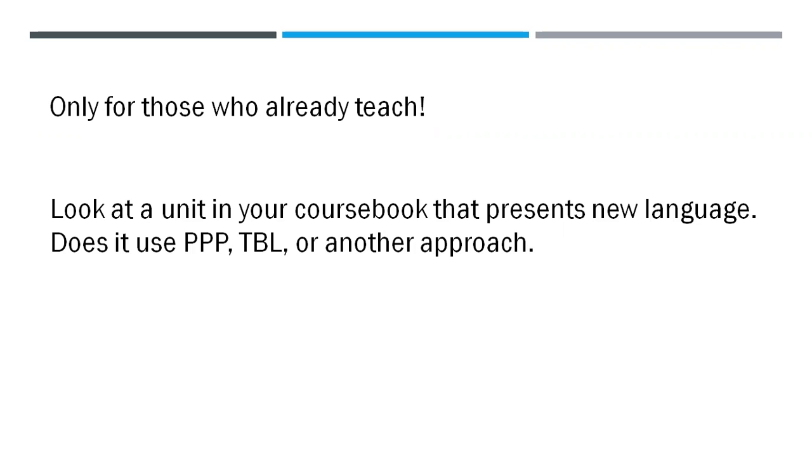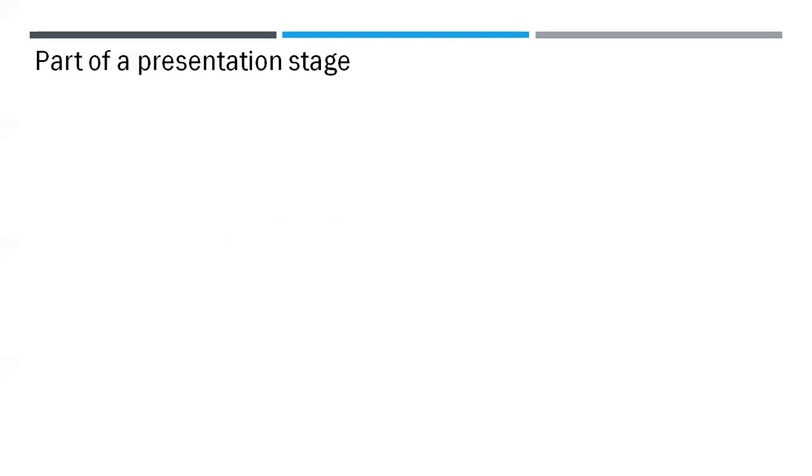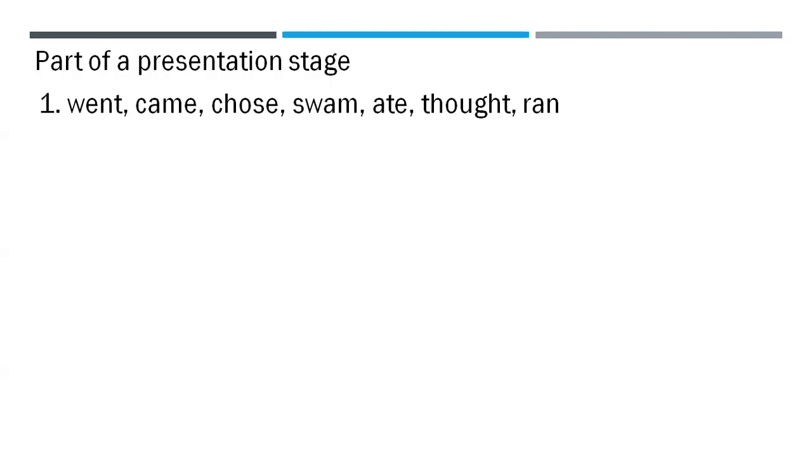Oh, right, thank you. Coming up to the final step, TKT. So we have got, so to say, several parts of a presentation stage. For example, this one looks like: went, came, chose, swam, ate, thought, ran. Could you please give a name to this part of a stage? I will give you some options.